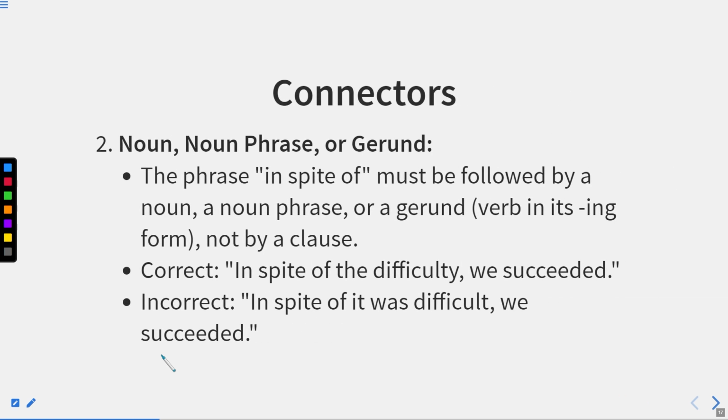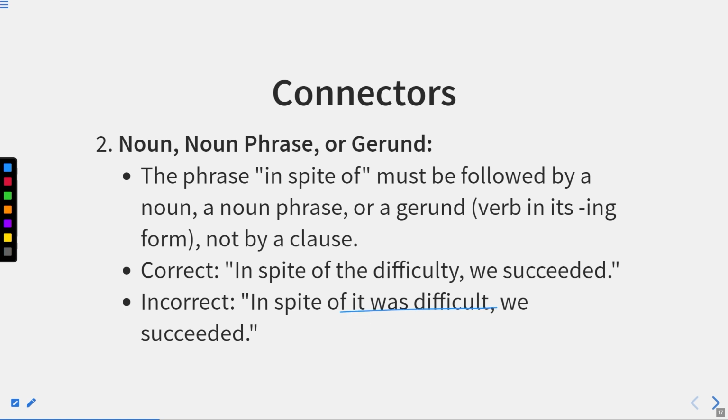Okay. Noun phrase or gerund. Now what is the difference between noun phrase and gerund? Let us see it over here. The phrase in spite of must be followed by a noun or a noun phrase or gerund, that is a verb in its ing form, not by a clause. Correct: in spite of the difficulty we succeeded. Incorrect, now what can be the incorrect sentence? In spite of it was difficult, we succeeded.